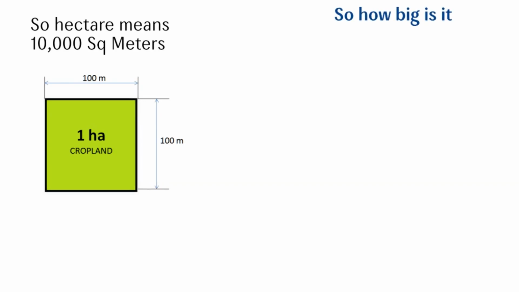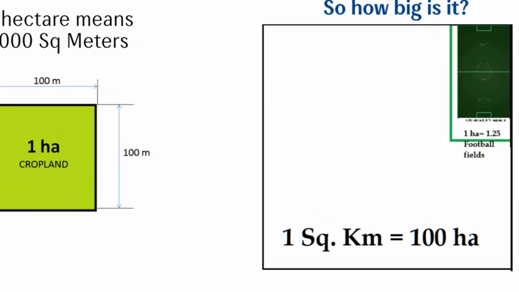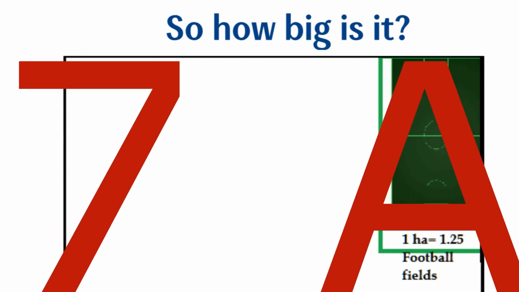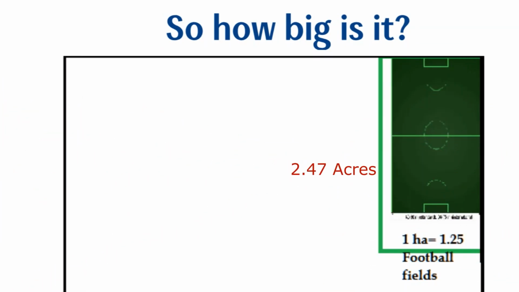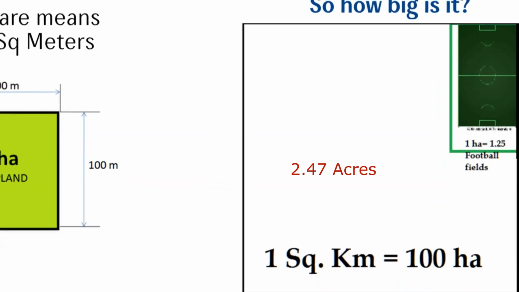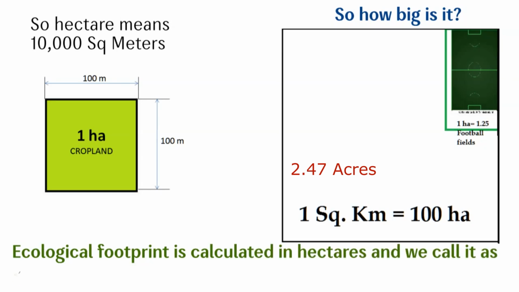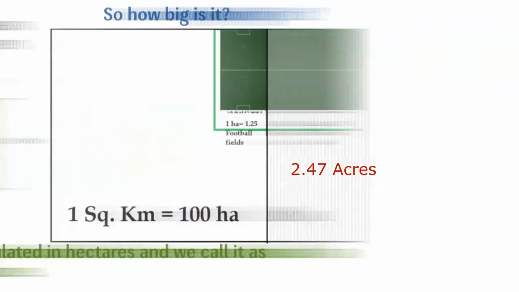So how big is it? 1 hectare generally on an average can occupy space of 1.25 football fields, equals 2.47 acres of land, and there are 100 hectares in 1 square kilometer. Ecological footprint is calculated in hectares, and we call it global hectares.